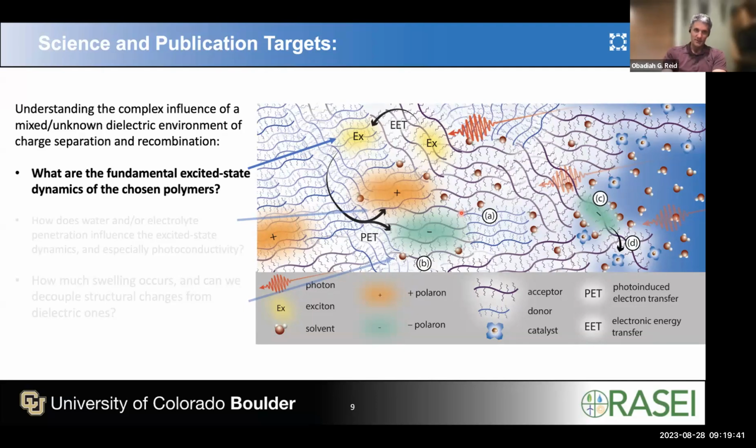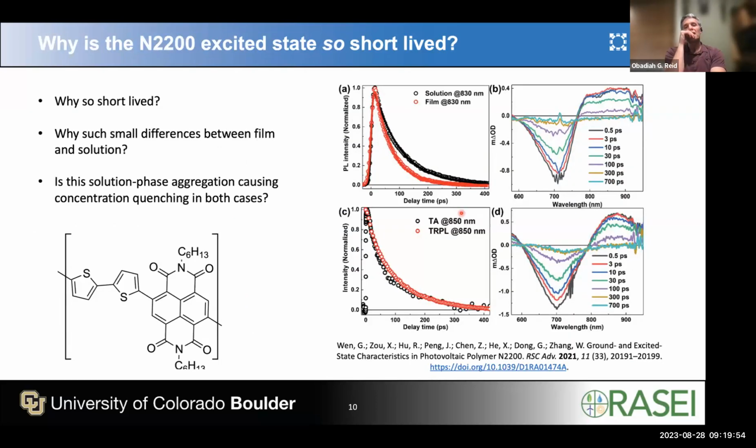But after all that, the first data I'm going to talk about is sort of pushing dielectric constant to the side and just looking at what the excited state dynamics are in the N2200. The reason I got particularly curious about this is that the most detailed photophysical characterization I could find of N2200, given in this paper from 2021, showed that the excited state dynamics really don't change much between solution and thin film, which is pretty weird for organic semiconductors.